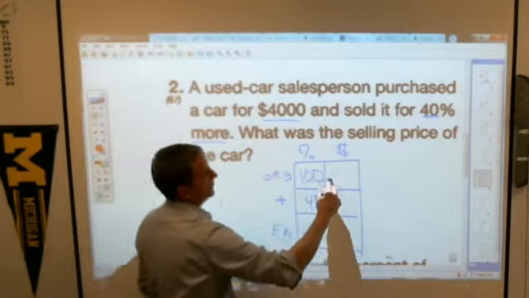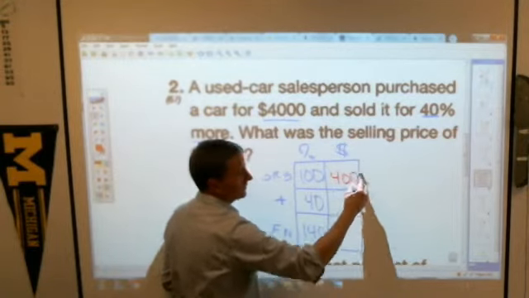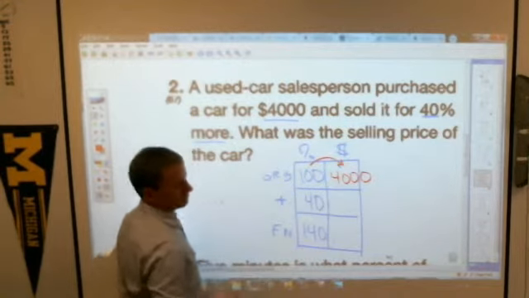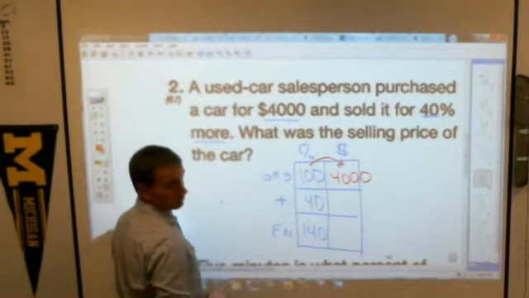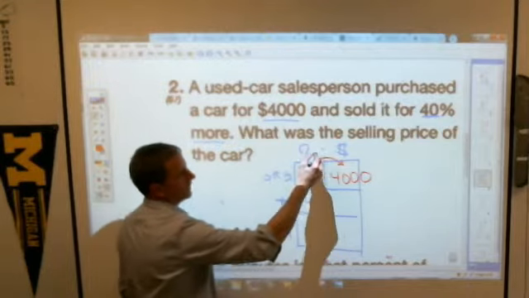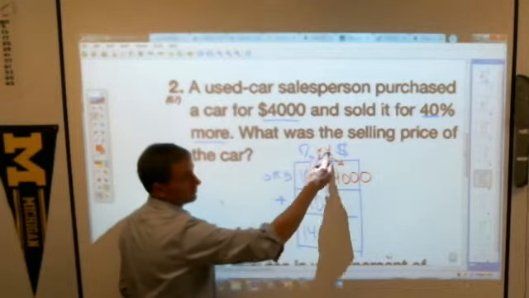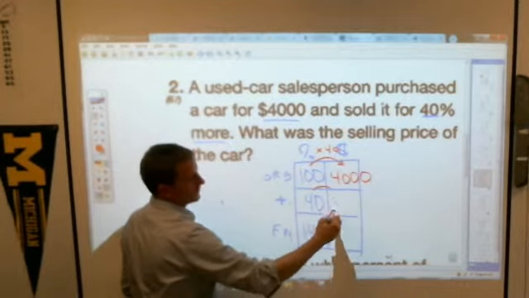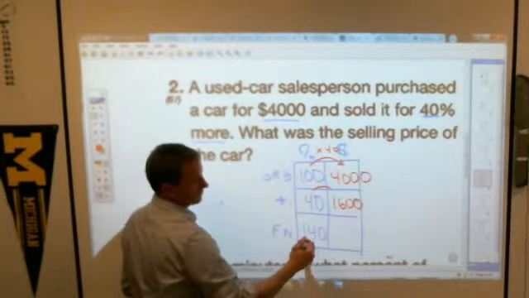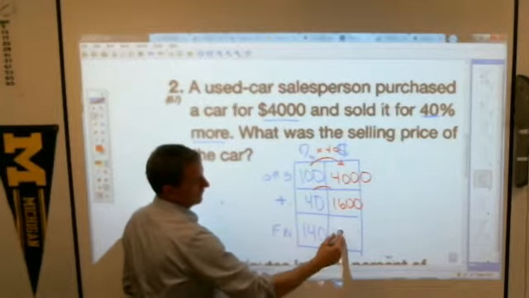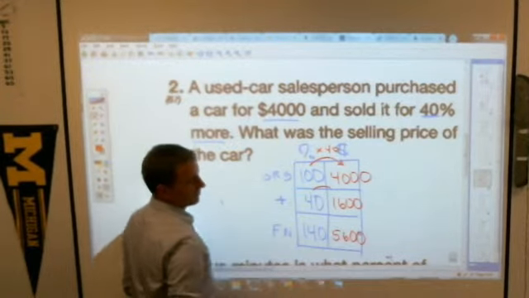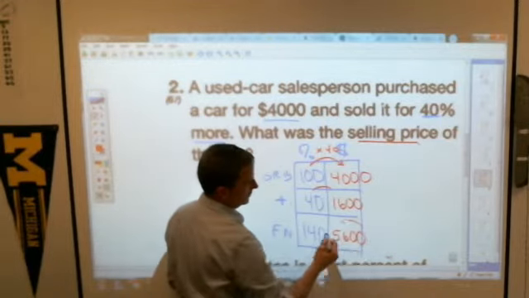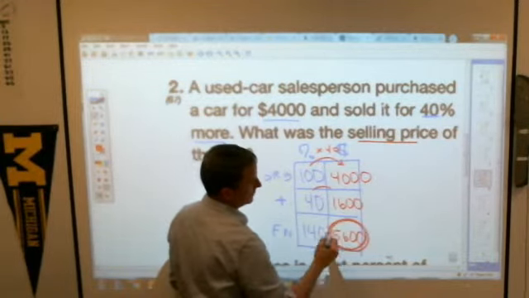So 4,000 goes here, which again should make you happy because how do I go from 100 to 4,000? Multiply by 40. If you multiply by 4, it'd only be 400, so you have to add a 0 for it to be 40. Multiply this by 40. 40 times 40 is 1,600. Multiply this by 40, 5,600. I'm not going to do that because you can do it. Now, what did they ask you? Selling price, which is the final price. 5,600.